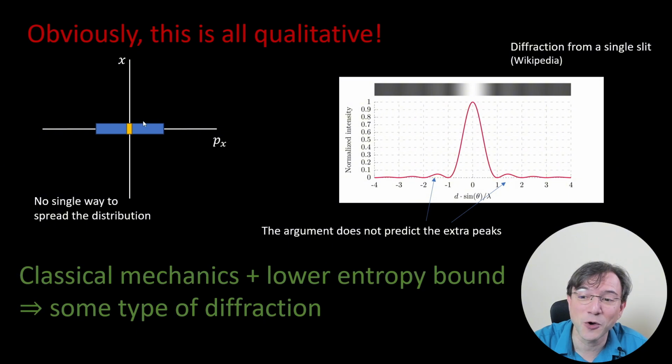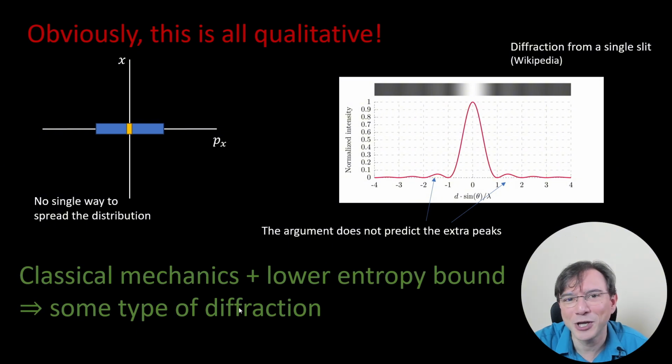And in fact, there is no single way to spread the distribution. We only know that the distribution has to be constrained in x. We don't know what it's going to do in p. And if one looks at the diffraction from a single slit, you're also going to see these extra peaks because there is some sort of wave-like pattern. And of course, the argument so far does not give those extra peaks, and I'm not going to even try to justify those extra peaks. But the point is that if we have classical mechanics and we assume some type of lower entropy bound given by the third law, then we are going to have some type of diffraction.